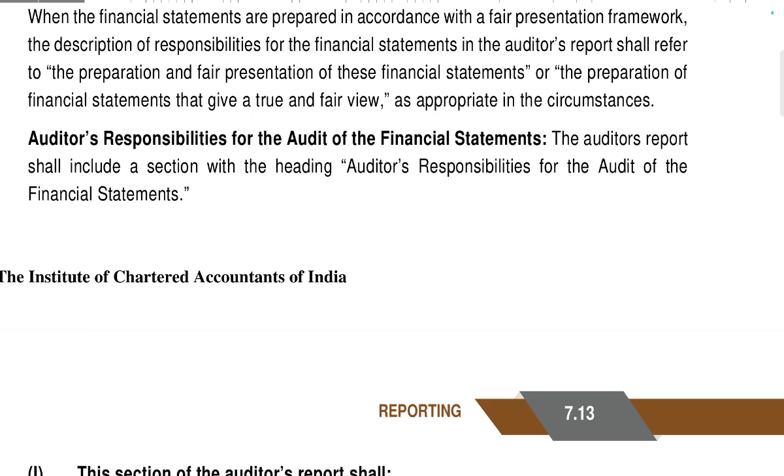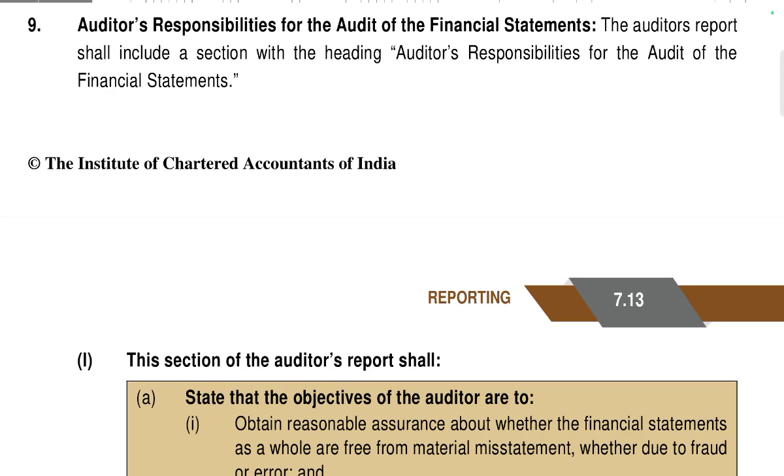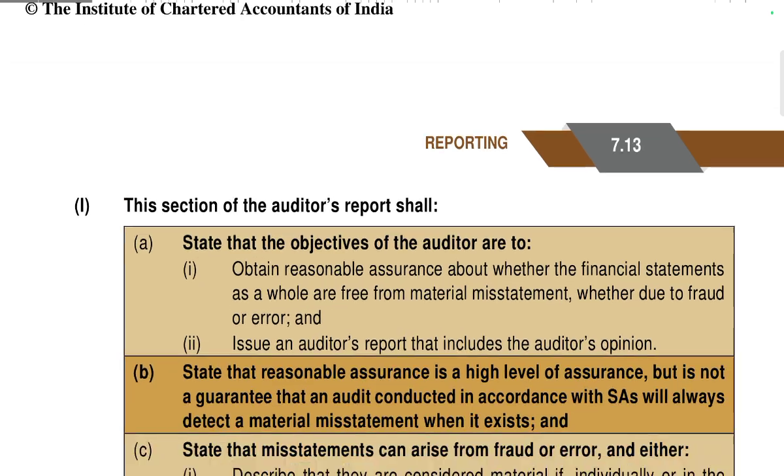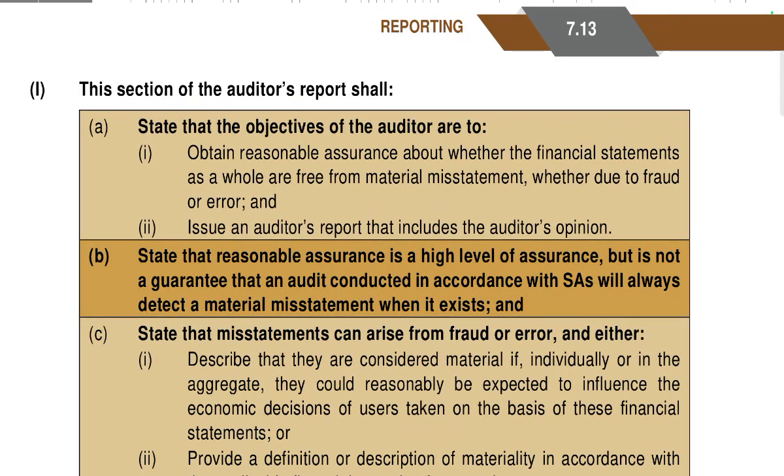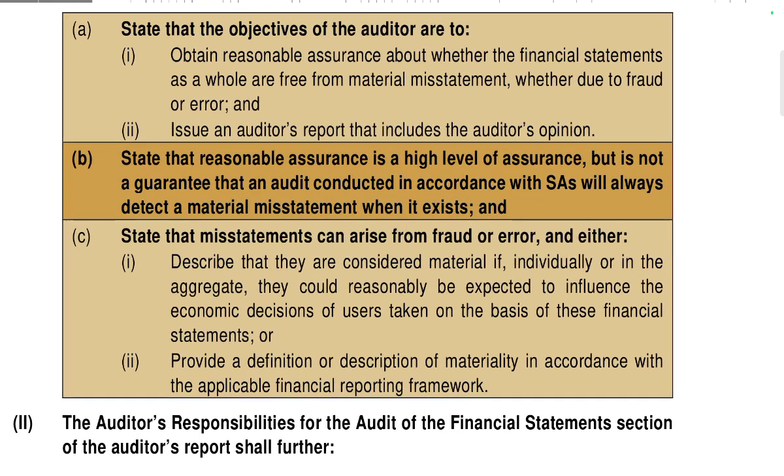Auditor's responsibility for the audit of the financial statements. The auditor's report shall include a section with the heading auditor's responsibilities for the audit of the financial statements. This section of the auditor's report shall state the objective of the auditor: to obtain reasonable assurance about whether the financial statements as a whole are free from material misstatement, whether due to fraud or error, and to issue an auditor's report that includes the auditor's opinion.